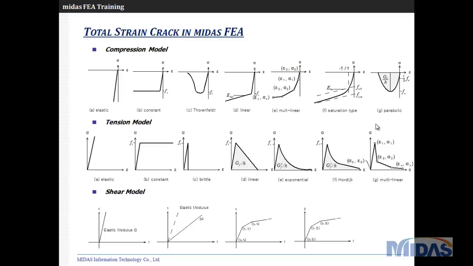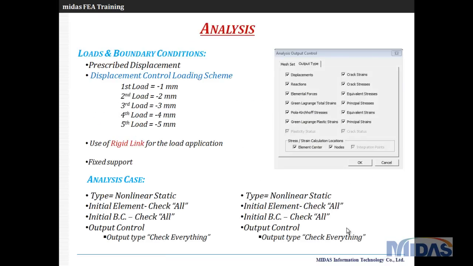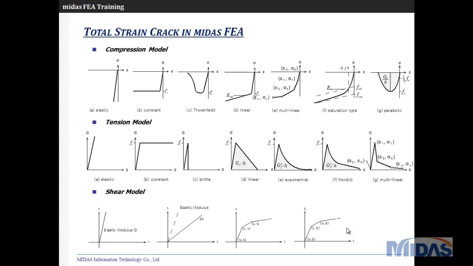So we can provide the compression model as elastic or constant or Thorenfeldt, which is particularly being used in this current case study, linear, multilinear, etc. And the tension model for the tension stiffening and softening effect can be defined as listed here. And the models for the shear retention, if the user wants to provide some reduction in the elastic modulus, that can be provided. So then we will be going through some analysis. So let's discuss the tensile and the compressive behavior.